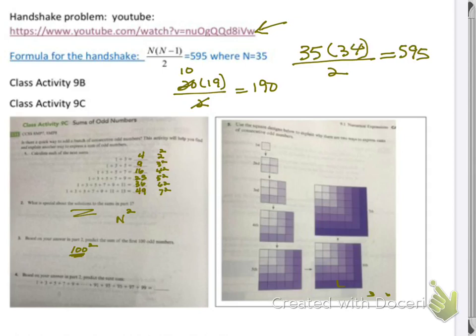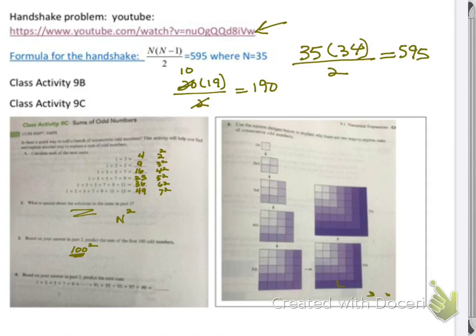Okay, so let me just make this a little bit smaller again so I can read the last question. And the last one says, based on your answer in part 2, predict the next sum. Okay, so what do we have? We have odd numbers from 1 to 99. So what is that going to do for us? So think about that for a second.